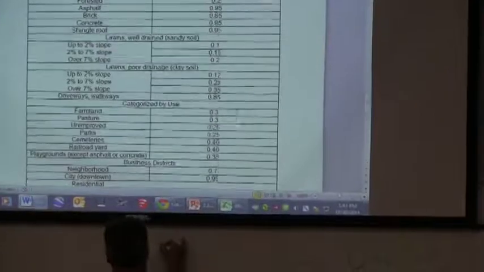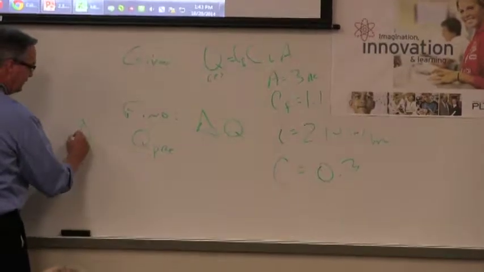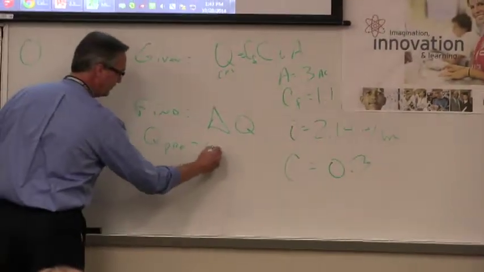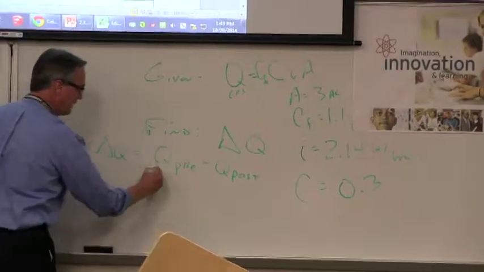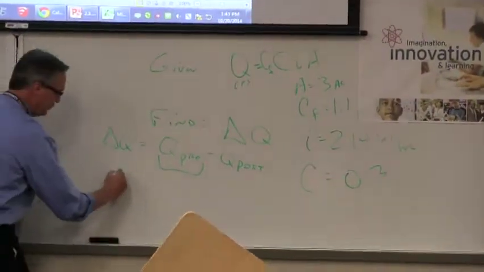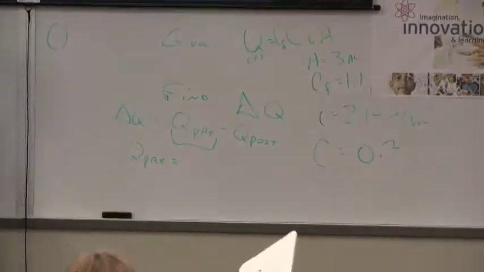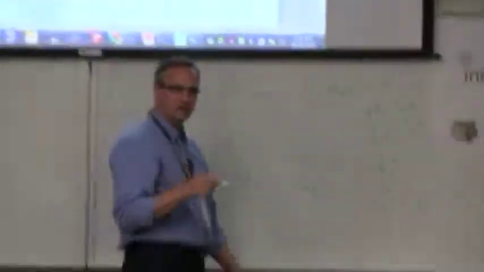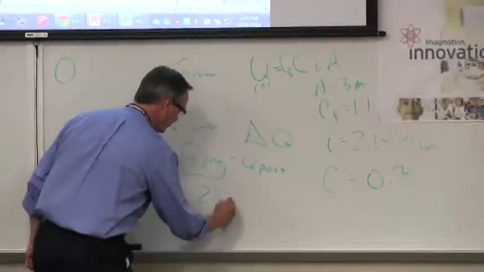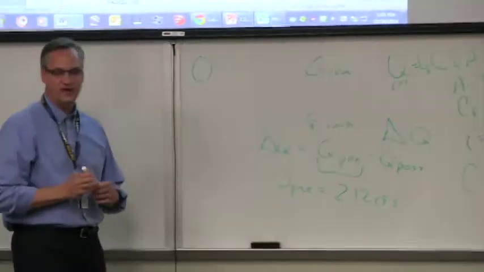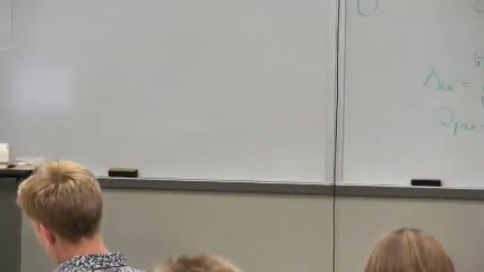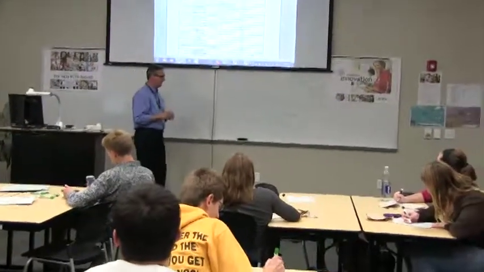So right now we're finding Q pre. We want to find delta Q, which is the difference between Q pre and Q post. So right now we're focused on Q pre. So Q pre, someone holler out what it is. 2.12, 2.1186, 2.12. Everybody write it down on their board. 2.12 CFS, cubic feet per second. Let's think about that for a minute. So in the pre-development, this farm is 3 acres, has over 2 CFS running off of it without any changes to the farm.